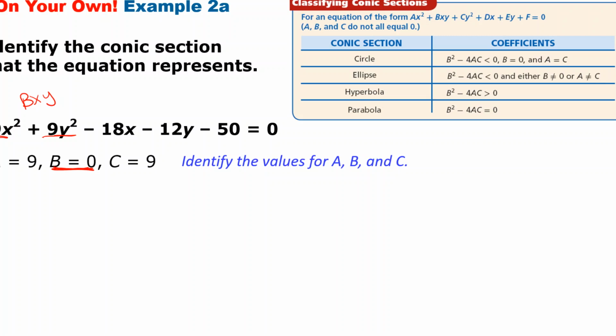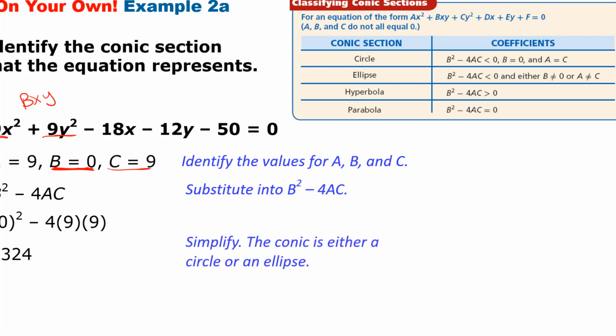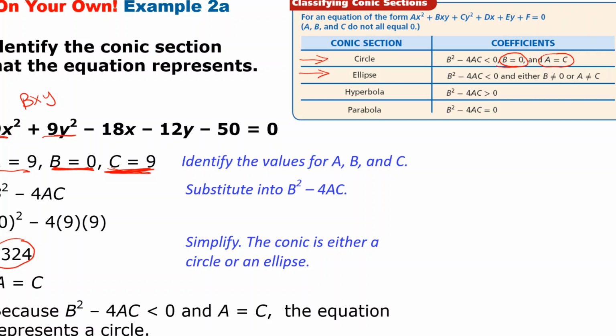All right, so now that we know that, and our c is 9, we're going to substitute into our b squared minus 4ac, and when we substitute, we end up getting negative 324. Well, that is less than 0, so I know I'm either looking at a circle or an ellipse. So now I have to look at my conditions. Does A equal C? Yes, A does equal C. Does B equal 0? Yes, it does. So that tells us that the equation represents a circle.